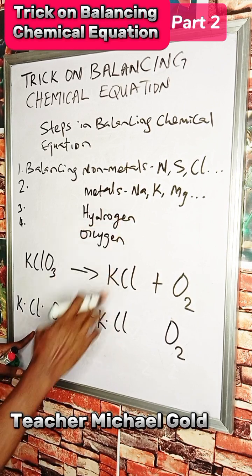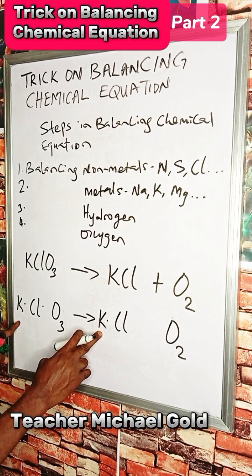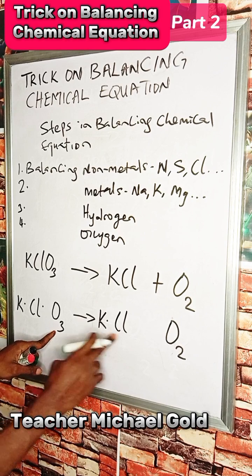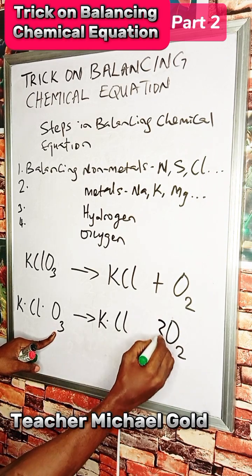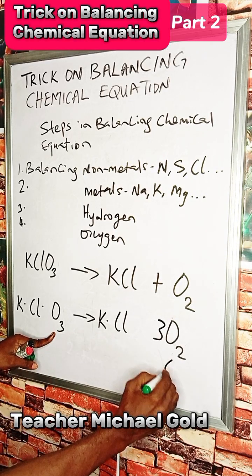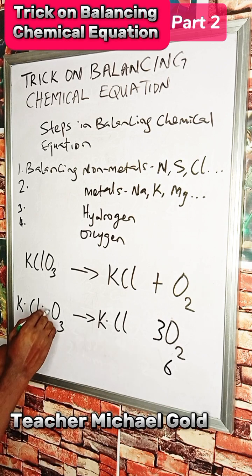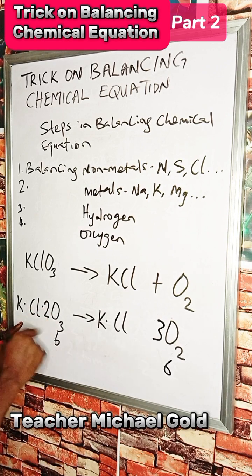The next thing is metal. The metal is potassium. Potassium here is 1, potassium here is also 1, so it is balanced. The next one is oxygen. Oxygen here is 3, while oxygen here is 2. So what you need to do is add 3 oxygen here. If you add 3 here, that means the oxygen has increased to 6. To make this one also increase to 6, we add 2 here. If you add 2 here, oxygen has also increased to 6. It will also affect this one.